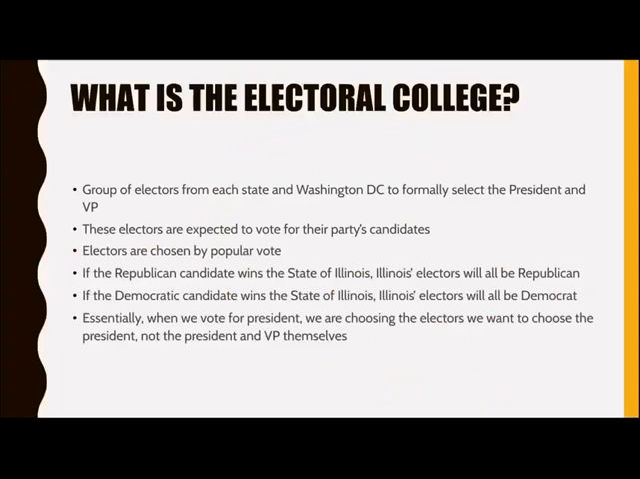So these electors are expected to vote for their party's candidates, and they're chosen by popular vote. So when I go into the ballot box and I say, okay, this is who I want for president, that vote is not directly counted. That vote doesn't directly go to the candidate that I choose. So this is kind of an odd system to wrap your head around. Essentially, when I go to the ballot, I am going to choose somebody to choose somebody, kind of.